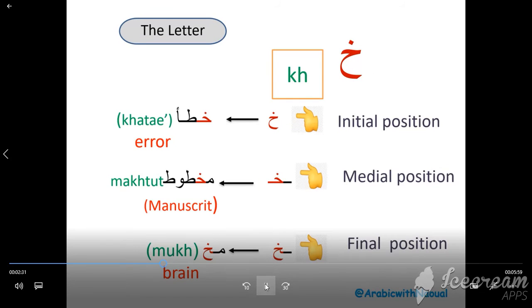The letter Kha is like the letter Jim and Ha. In the initial position it is written like in the word خطأ, in the medial position like in the word مخطوط, in the final position like in the word مخ.